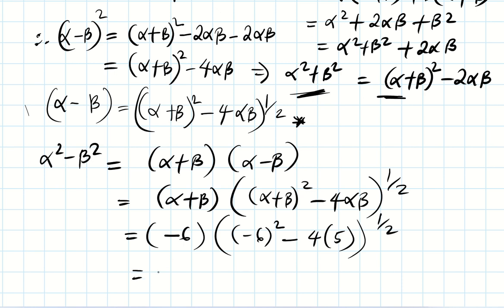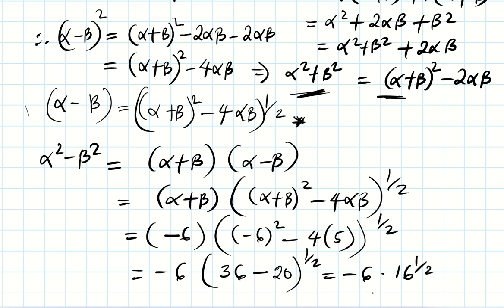So here we have -6, open bracket, -6 squared is 36, minus 4 times 5 is 20, so raised to the power of half, which is the same thing as -6 times 36 minus 20, which gives us 16 raised to the power of half. And 16 raised to the power of half is the same thing as the square root of 16, which is equal to 4. So we have -6 times 4.